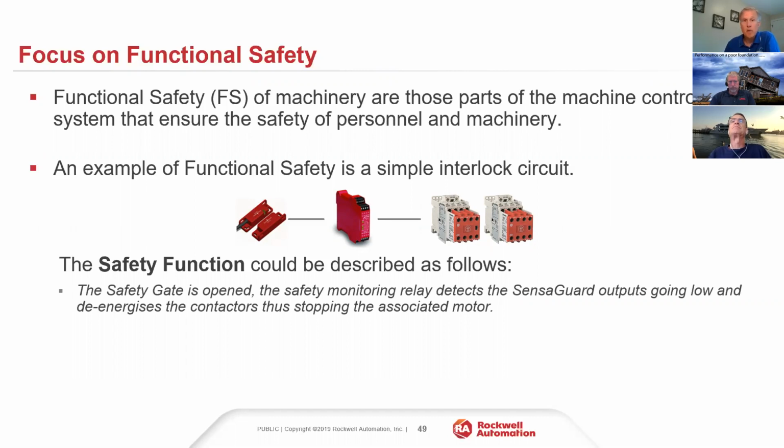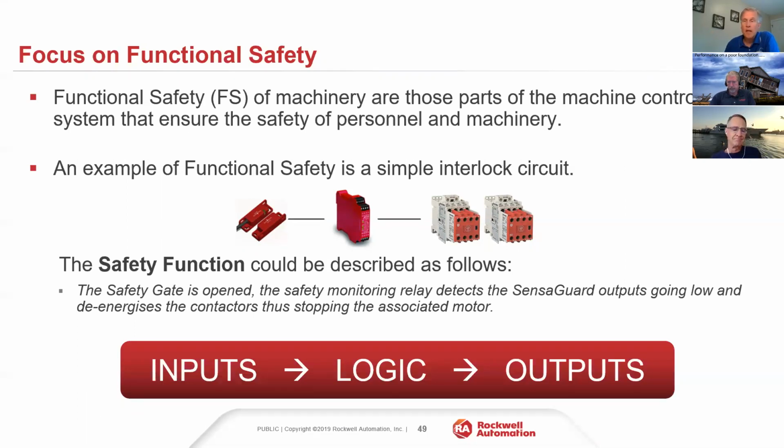The function is very important, but we need to know how it's going to function also. In this particular case, on the slide being shown here, the safety function is described as: the gate is open. The safety relay detects that the outputs are going low and de-energizes the contactors, stopping the associated motor in this case. This is the function. We need to make sure that we are zeroing in and understanding what the safety function is all the way through, and that these functions define the need and have all 3 safety elements: inputs, logic, outputs.